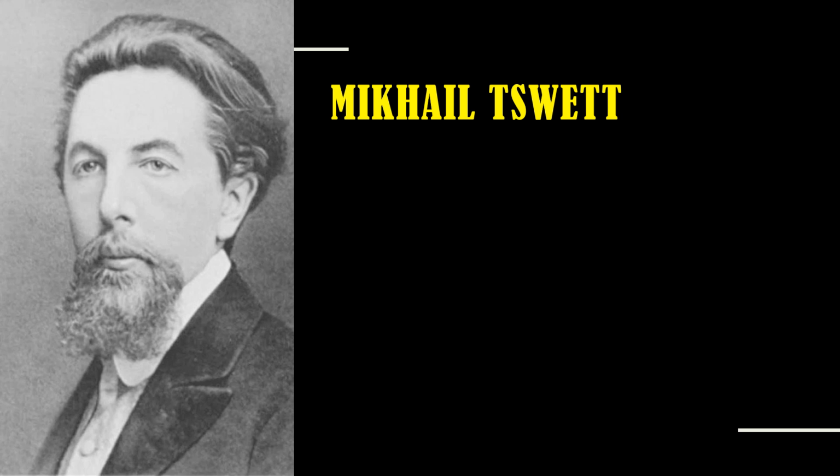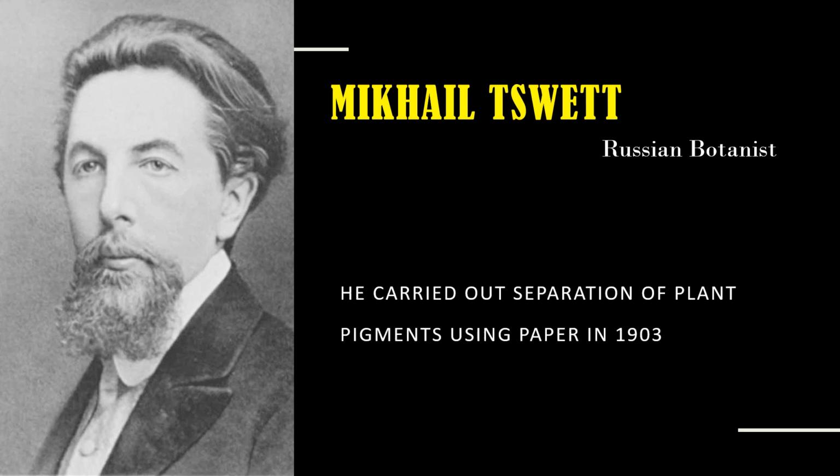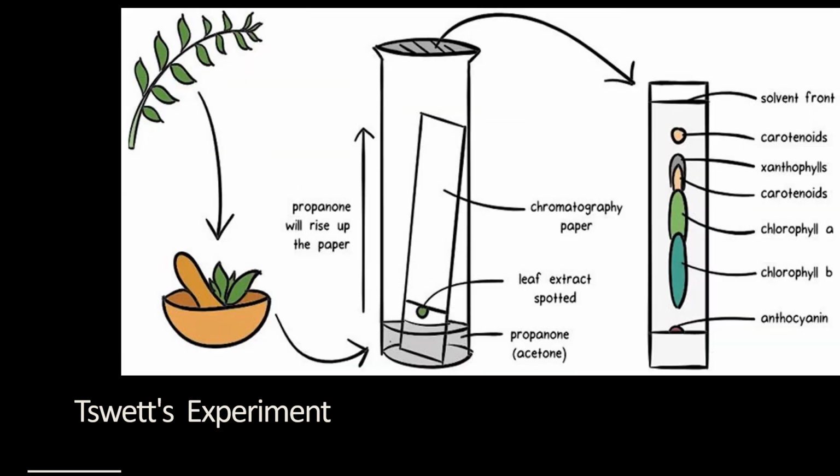Now let's look at a little bit of history. Mikhail Tswett was the Russian botanist who first used the term chromatography. He used this technique to separate the plant pigments using paper in 1903. What was the experiment which Tswett performed? Here it is. He took the plant leaves, ground them, prepared the sample and separated it using the paper chromatography technique. These were his results.